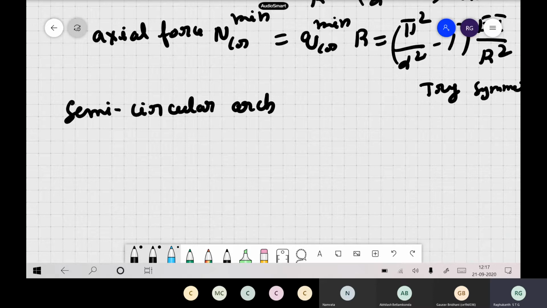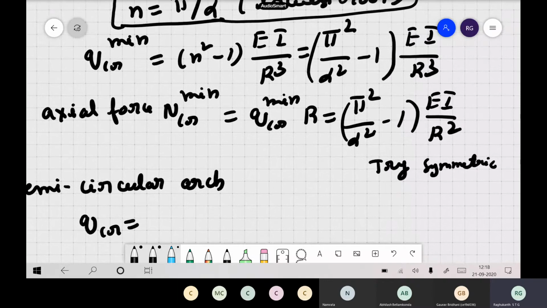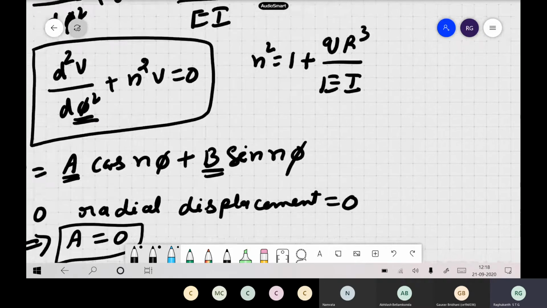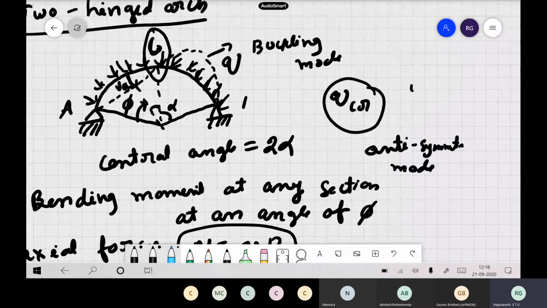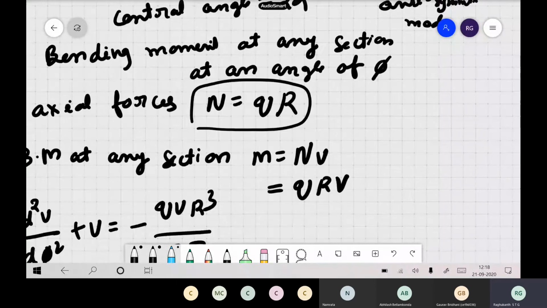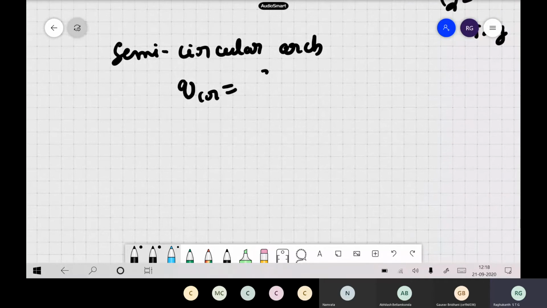Now suppose in this problem it is a semicircular arch, what will be your Q_CR? Which quantity changes? The central angle. So if it is semicircular, what will be your alpha? See, alpha we have taken here as something like this. If it is a perfect semicircle, now what will be alpha? So alpha is equal to π by 2. So you just substitute here. So for a semicircular arch, the buckling load is 3 EI by R³ actually.